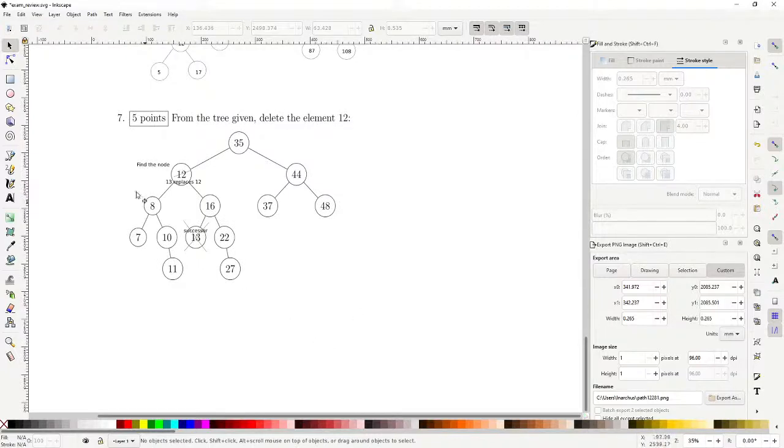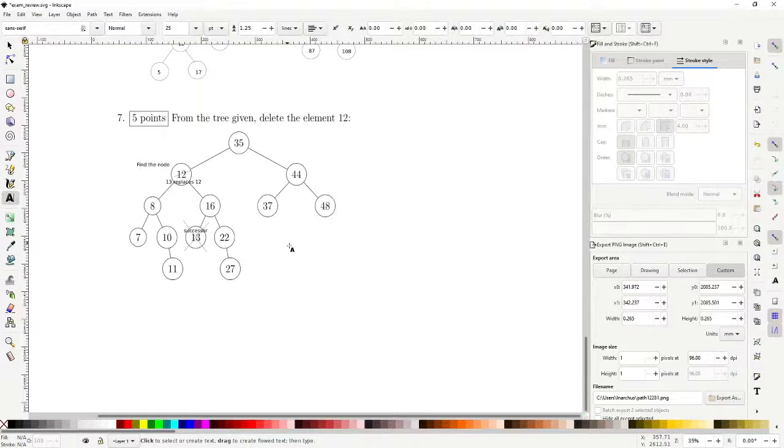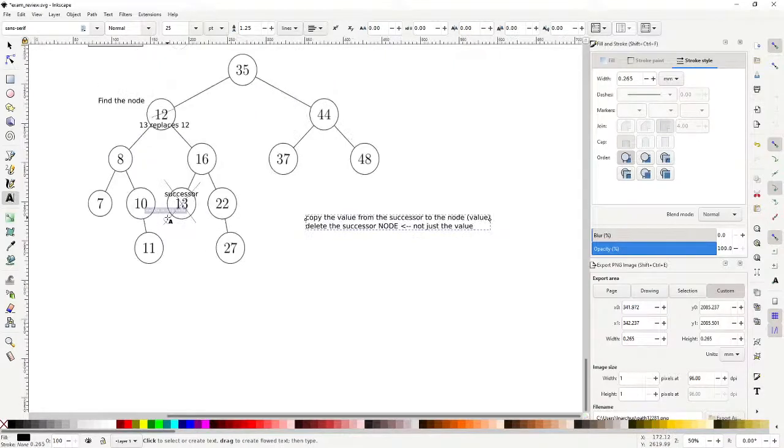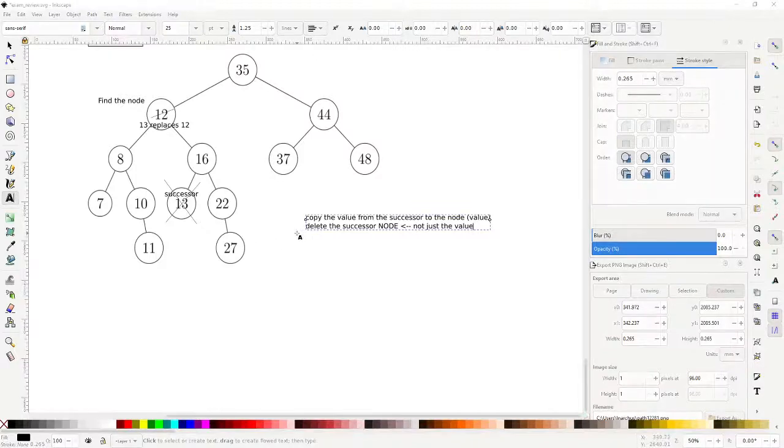And so the reason why 13 replaces 12, remember, is because once you find the successor, you copy the successor's value, right? Copy the value. And then you actually delete the successor node, right? So you're copying the value, but you're deleting the successor node itself, not just the value. Because you've already copied the value from the successor up to wherever it goes in the tree, and that's basically that. Okay? So that's how to do that problem. Not so bad, I think.